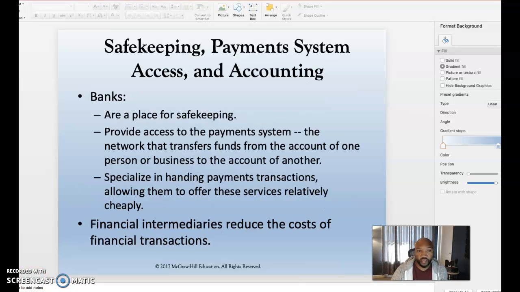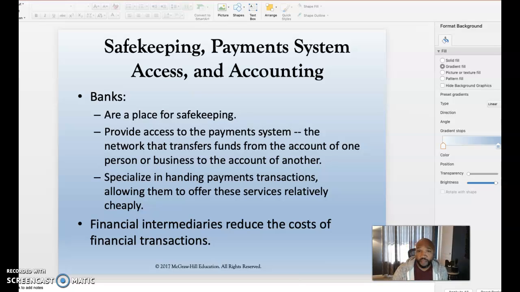Which is a great segue into the next concept, which is safekeeping, payment system access, and accounting. So banks are a place for safekeeping. Traditionally, you could take your money in gold or whatever, and you could store it in a bank. The bank has vaults where they store cash, like physical currencies. You have access to a safety deposit box.